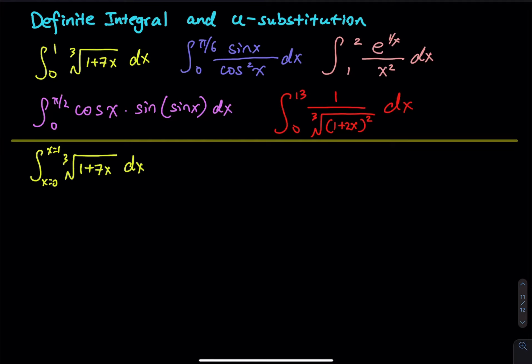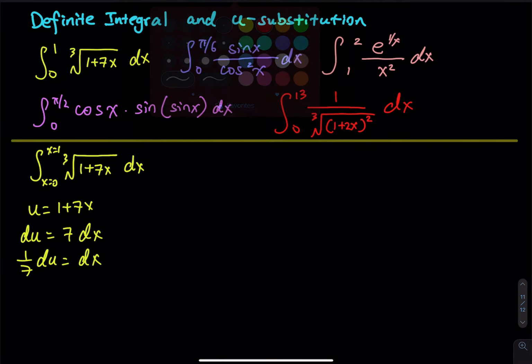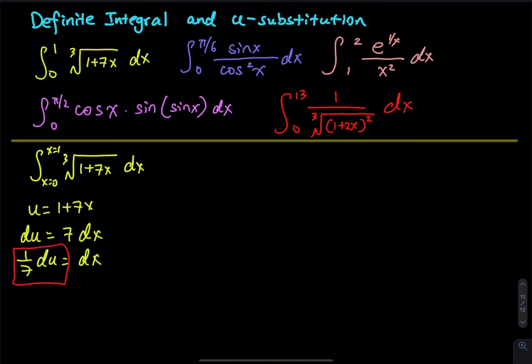They are in terms of x, so we let u equals 1 plus 7x, because this linear function is inside a cube root function, and then take the derivative of that. We have du equals 7 dx, and then 1 over 7 du is equal to dx, and then you replace this dx in there, and then what do you have?